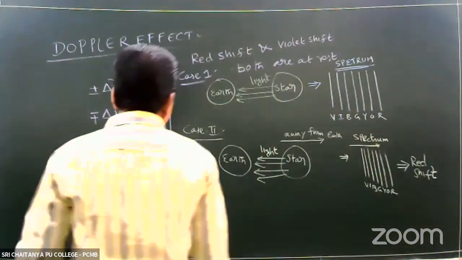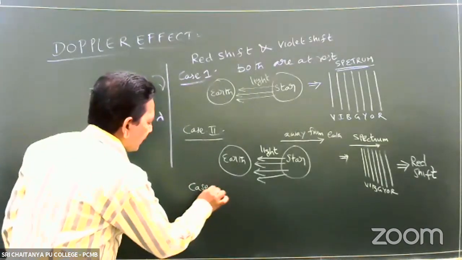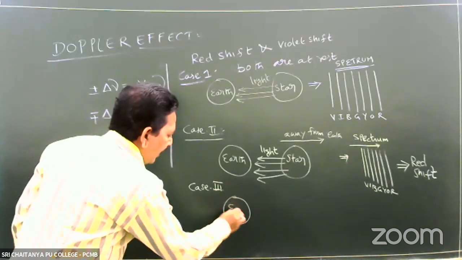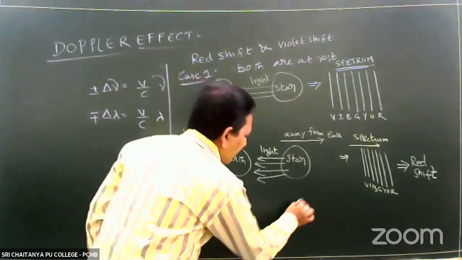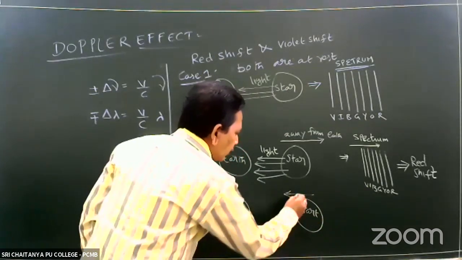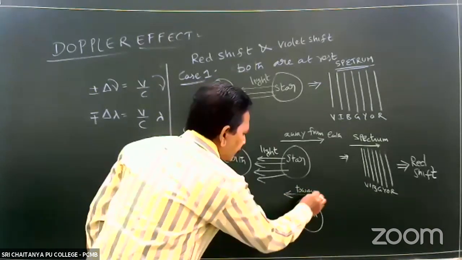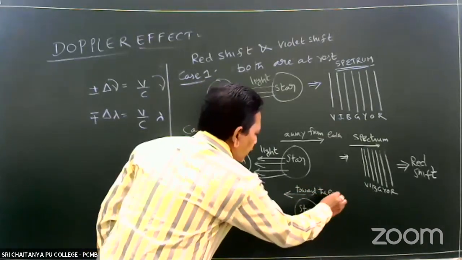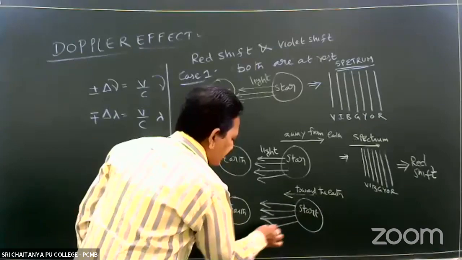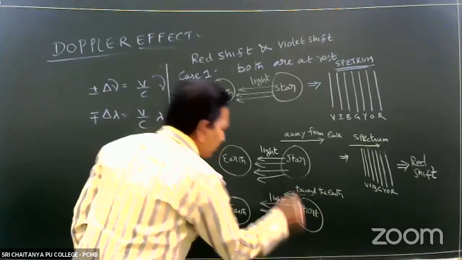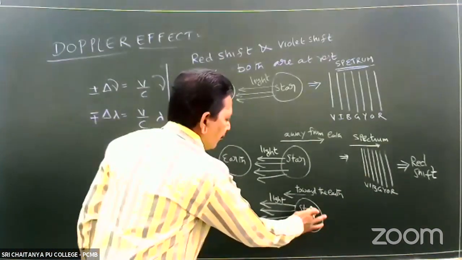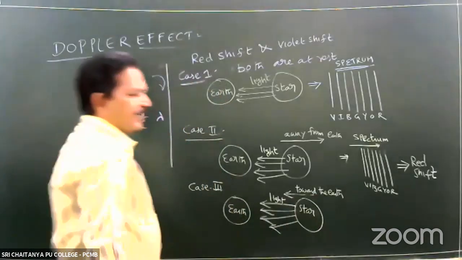Now let us consider case 3. This is the source, the star, and this is the Earth. Now the star is moving towards the Earth, emitting the same light. In all 3 cases, the light emitted by the star will be of the same frequency.